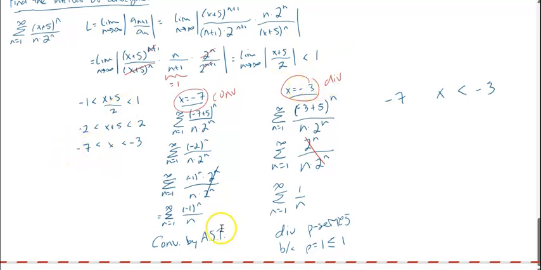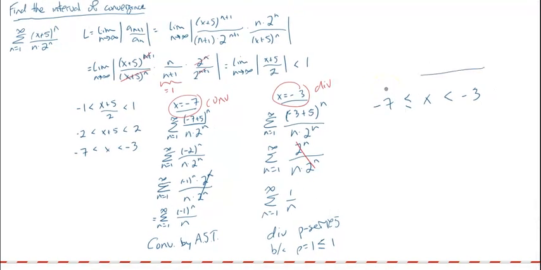But at negative 7, this series converges. So what I do is I write less than or equal to say that all x's in that interval including that negative 7 converge. So this is the interval of convergence, and it's a good demo of when we have one that converges and one that diverges, and we use the alternating series test.